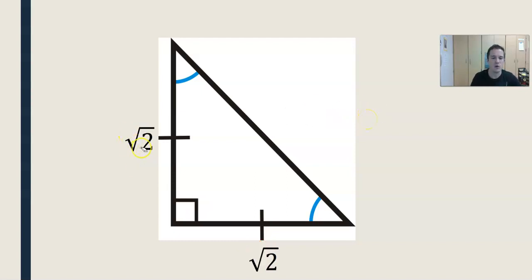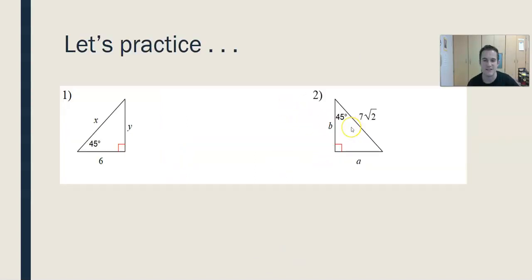What if I had the square root of 2 and the square root of 2? Well, the length of this side would be the square root of 2 times the square root of 2. In other words, the square root of 2 times the square root of 2 is the square root of 4, or 2. So the length of this side of the triangle will be 2, because it's these sides multiplied by the square root of 2. Crazy. So cool. Okay, let's practice.